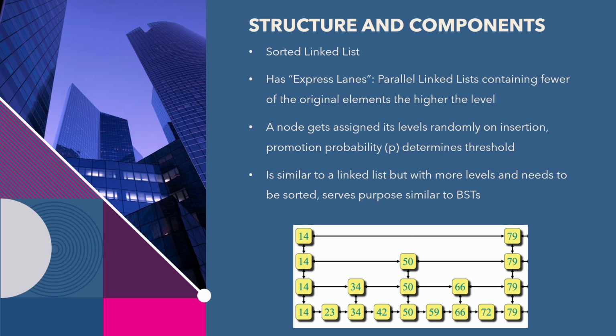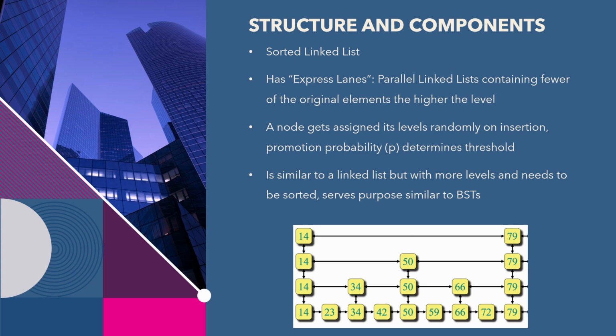As far as the structure and components go for skip lists, the base structure is a sorted linked list, which is often called level 0. It's at the very bottom on that diagram there. And above it are the express lanes, which are basically parallel linked lists that contain fewer elements each level you go up. And these are created on insertion.